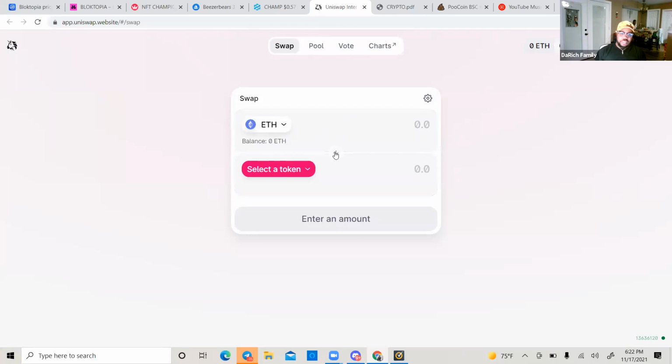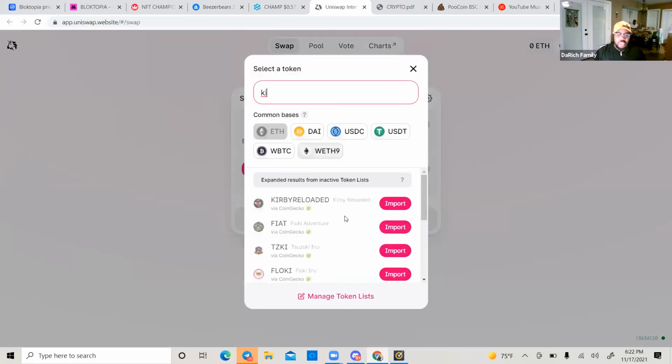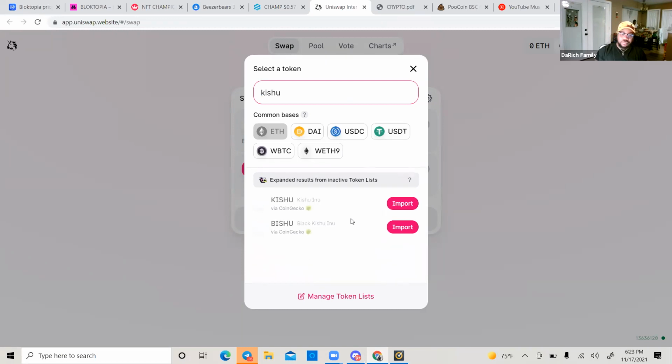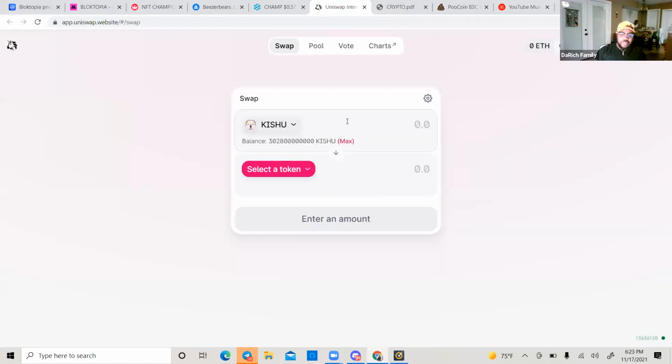So let's see, for instance, if I don't have Shiba on here. Let's say, hypothetically, I wanted to sell my Kishu. I'm going to import the token. I just type in the token or put in the contract address. I click import, and from there it's going to give me access. These are my max points, 300 billion Kishus right now.